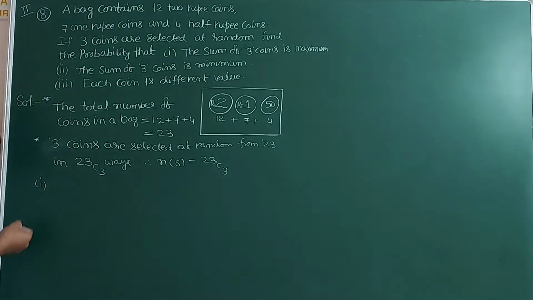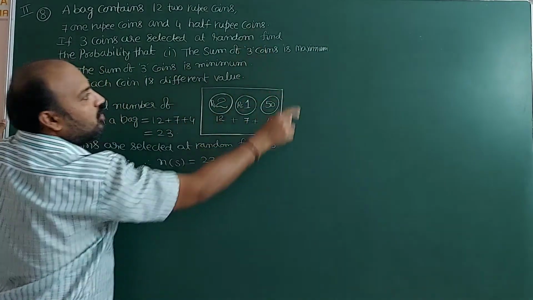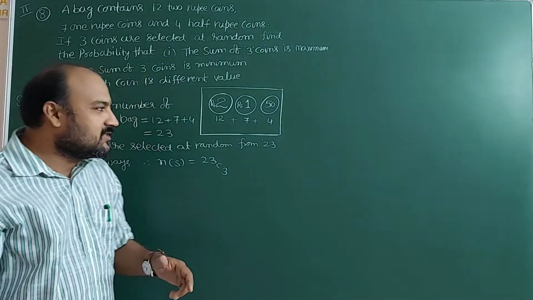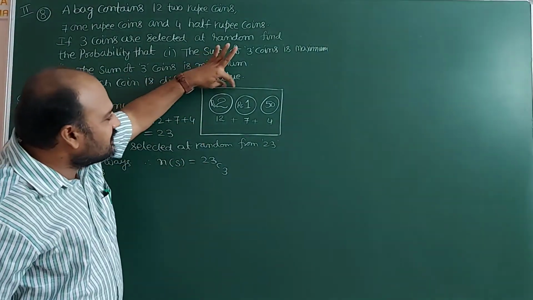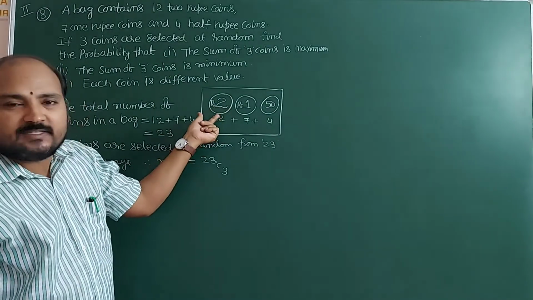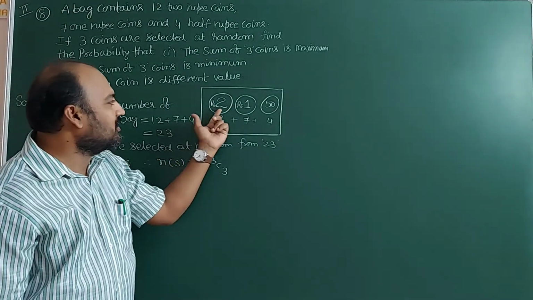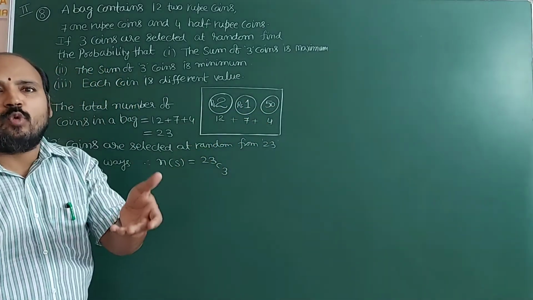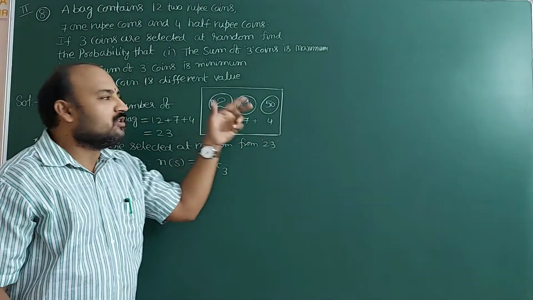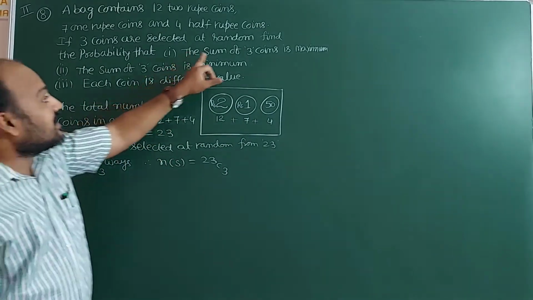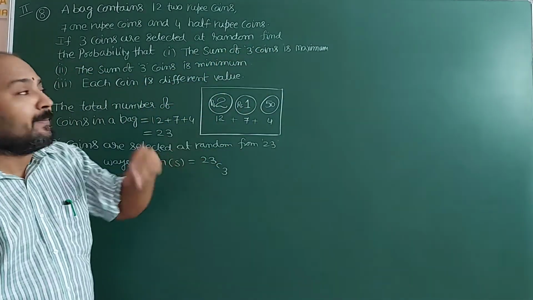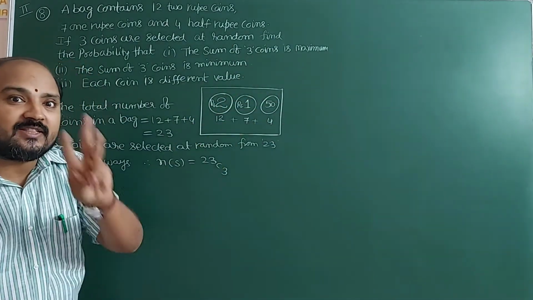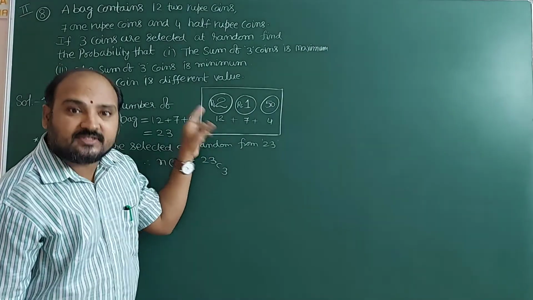The first question is: the sum of 3 coins is maximum. The sum of 3 coins is maximum means, among these coins, which coin has more value? 2 rupees coin, 1 rupee coin and 50 paise. Among the 3, 2 rupees is more value, no? So to get the maximum sum, we have to select the 3 coins from the 2 rupees coins.